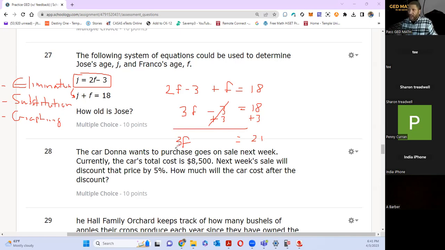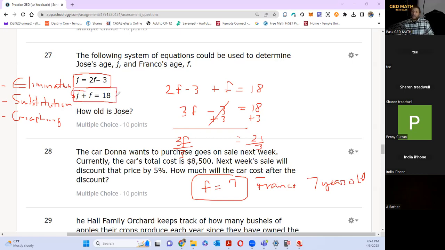Now, since I'm multiplying, the opposite is division. I divide by 3 and get F equals 7. So I know Franco is 7 years old. But the second thing I know is that Jose's age plus Franco's age is 18. So now I know Jose is how old? 11. 11 plus 7 is 18. And that's who they're asking for, their age. How old is Jose? Jose is 11. That's a similar problem that you may get. They love the age problems with those word problems.